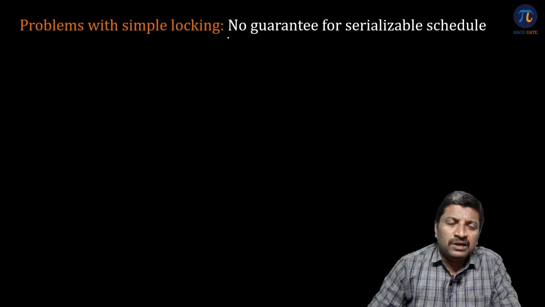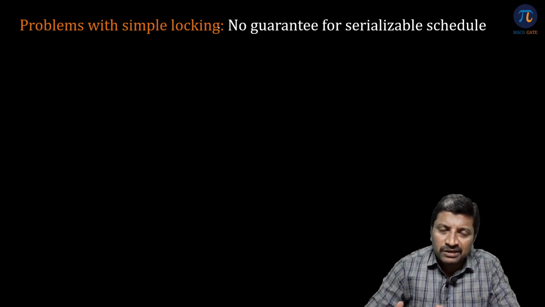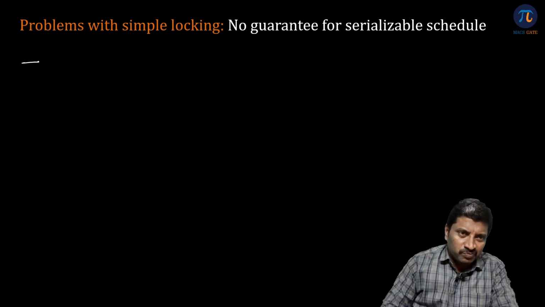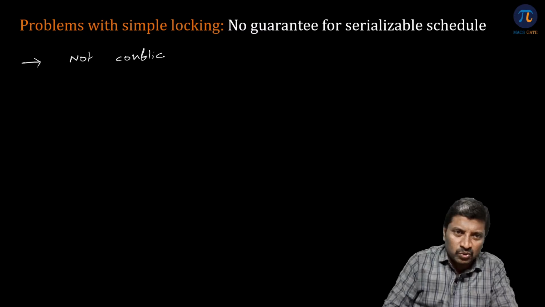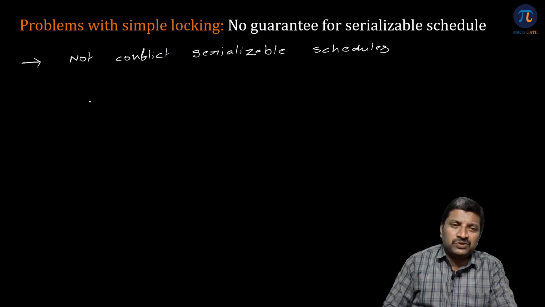Then the next one is, even if we follow simple locking protocols, there is no guarantee that it will always produce serializable schedules. So let me give one small example which is not conflict serializable. Even if I follow the locking protocol, there is no rule that it will avoid non-conflict-serializable schedules. Okay. Let me have a simple example.